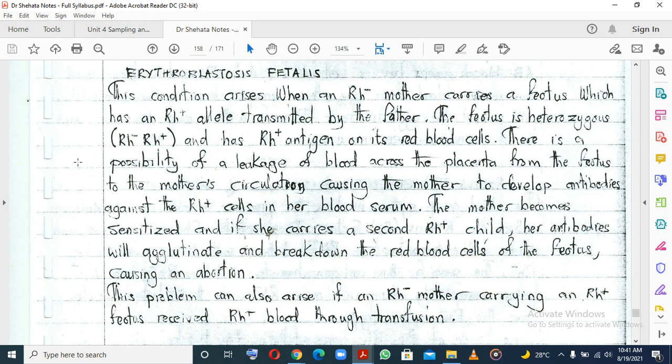So again, when that happens, the mother is going to be sensitized, meaning she's going to form antibodies against the rhesus factor. She has already delivered, we are assuming, so the first child will survive. But when she has a second child that is rhesus positive, the antibodies are there. These antibodies are going to attack the red blood cells of the fetus, breaking them down and causing an abortion.